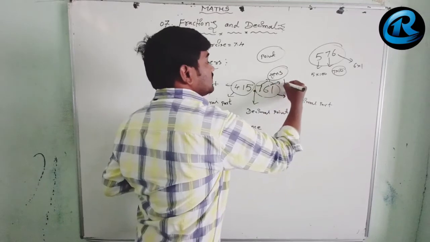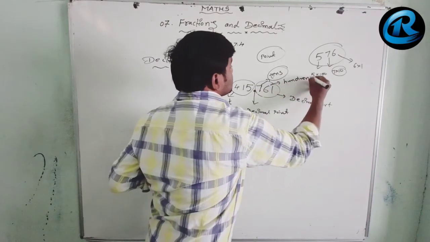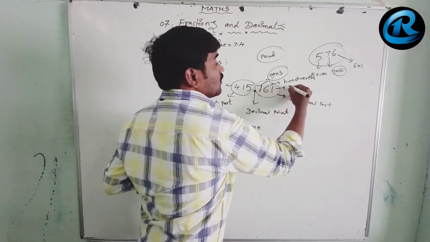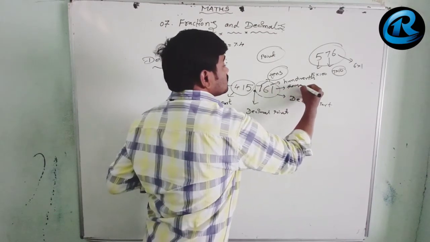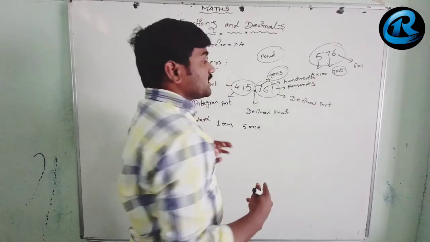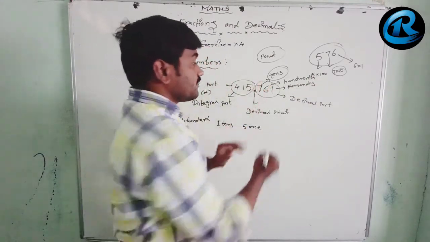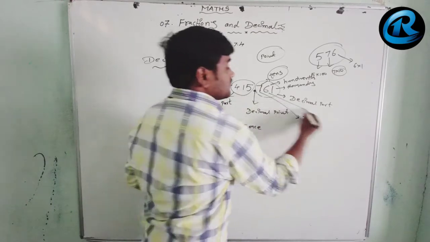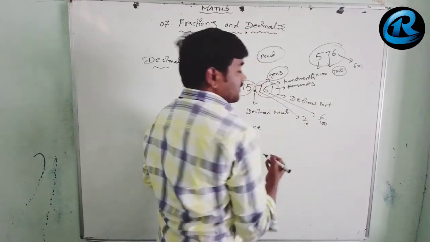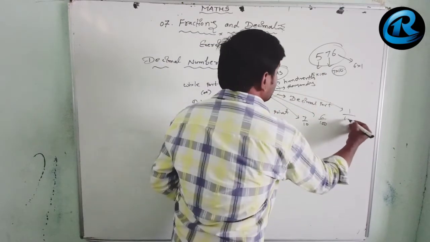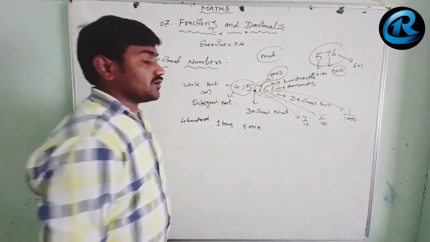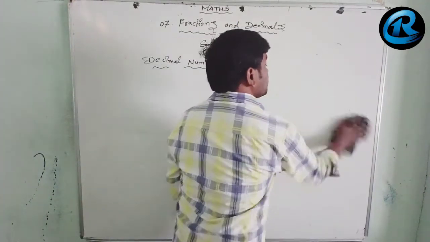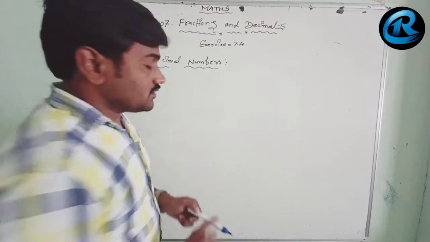Tenths place, and it is hundredths place. This is thousandths place. That means here 7 we can write as 7 by 10, and this we can write 6 by 100, and this is 1 by 1000. Now if I write some more examples, you can understand what the place values of the decimal numbers will be.